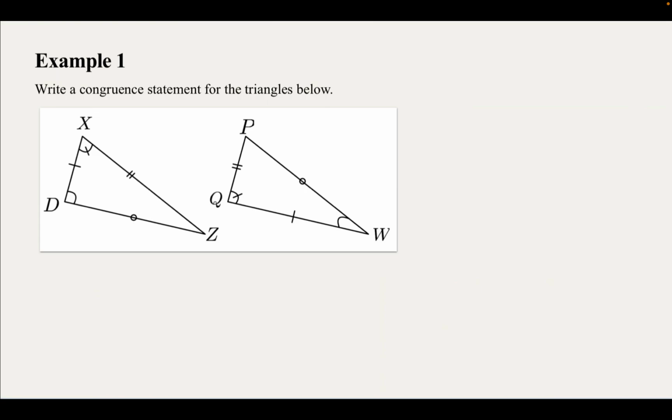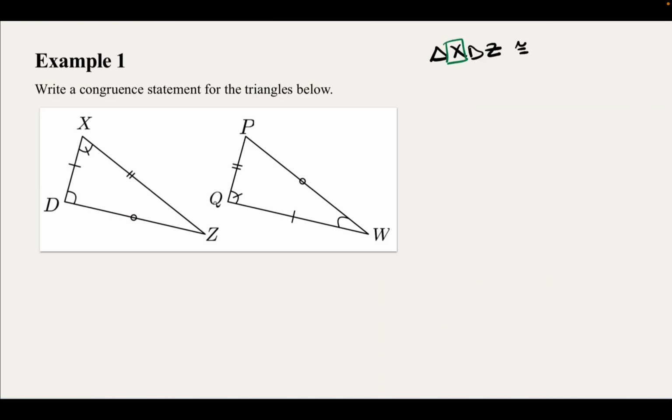And what you're going to do is look at one triangle. So just choose one triangle. I'm going to choose the one on the left, and I'm going to name this one however I want. I will just say triangle XDZ. And I'm going to put is congruent to. Now this is the important part. The triangle notation for the second triangle has to correspond with the first one. What that means is I have to make sure that I match up the angles that are congruent when I'm writing my second statement.